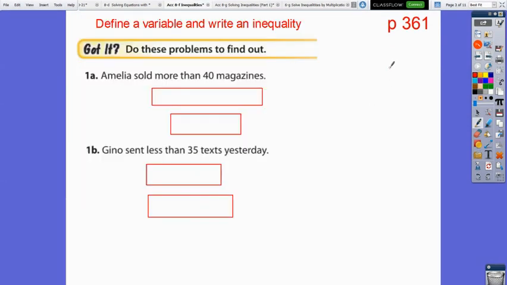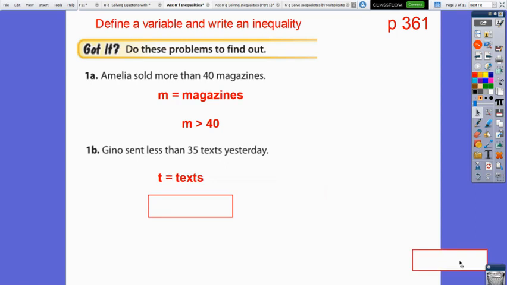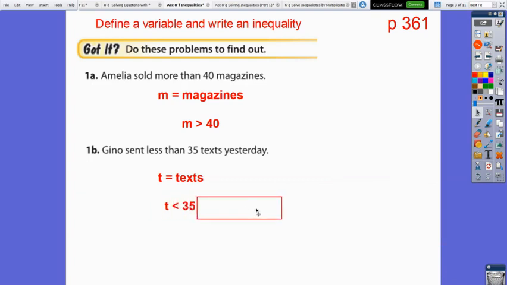All right, so here's some Got It's here. Amelia sold more than 40 magazines, and Gino sent less than 35 texts yesterday. Define a variable, and then write an inequality. The unknown here is M, and so M equals magazines. That's defining your variable. If they sold more than 40 magazines, M is greater than 40. Gino sent less than 35 texts. The unknown is the number of texts. Could use N for number of texts if you wanted to. And T, if it's less than 35, T is less than 35.